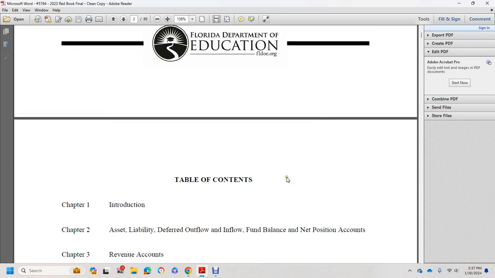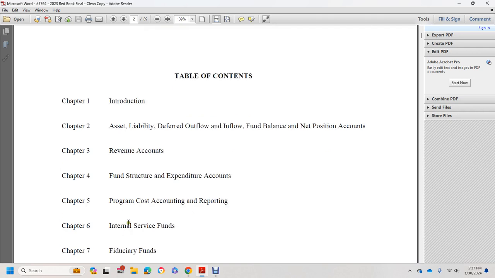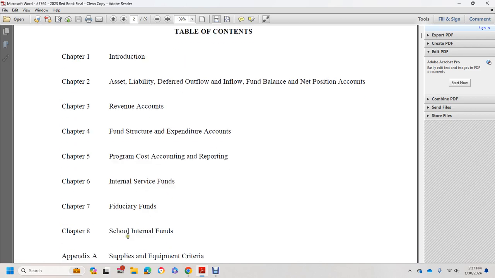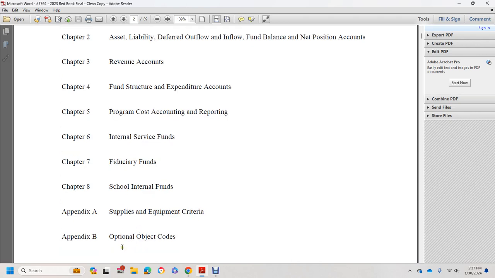Table of Contents. Chapter 1, Introduction. Chapter 2, Asset, Liability, Deferred Outflow, Inflow, Fund Balance, Net Position Accounts. Chapter 3, Revenue Accounts. Chapter 4, Fund Structure, Expenditure Accounts. Chapter 5, Program Cost Accounting Reporting. Chapter 6, Internal Service Funds. Chapter 7, Fiduciary Funds. Chapter 8, School Internal Funds. Appendix A, Supplies, Equipment Criteria. Appendix B, Optional Object Codes.